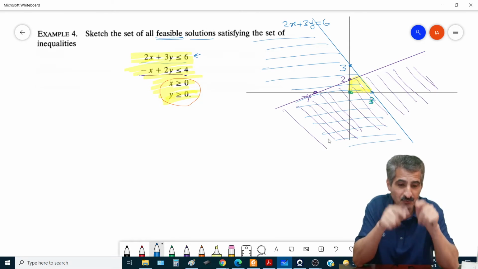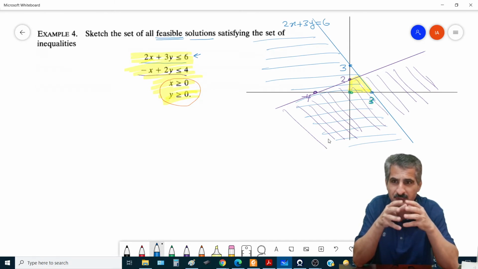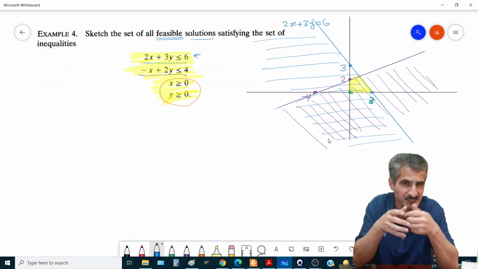Okay, now according to this constraint I want to achieve a maximum or a minimum. Minimum or maximum, what? Okay, this is the idea.